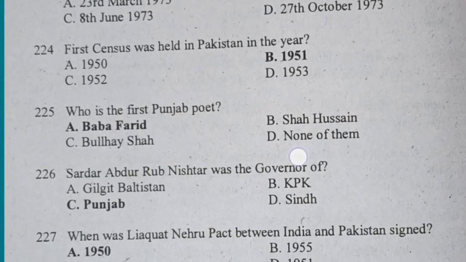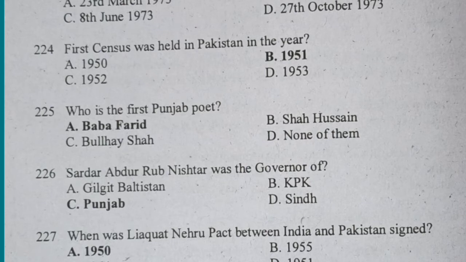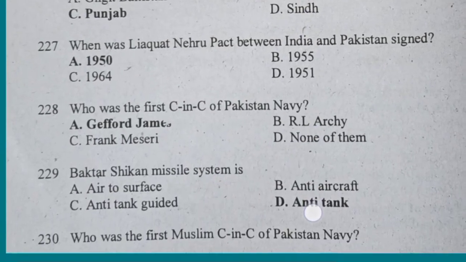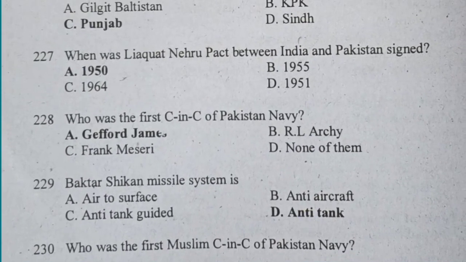The first census was held in Pakistan in the year 1951. Who is the first Punjabi poet? Baba Farid. Sardar Abdur Rab Nishtar was the governor of Punjab. When was the Liaquat-Nehru Pact between India and Pakistan signed? 1950. Who was the first C-in-C of the Pakistan Navy? Gayford James.